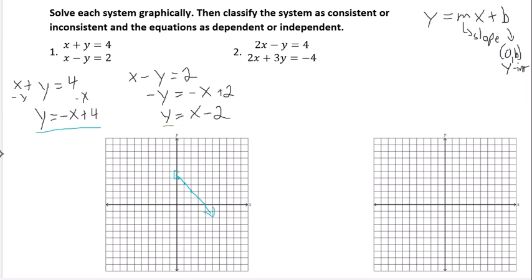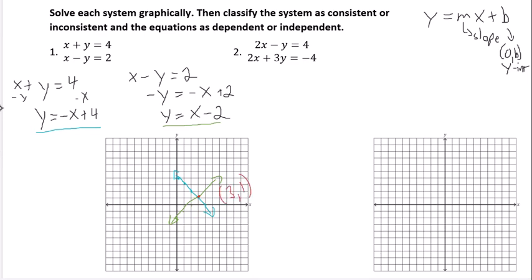Let's look at the next one. I'm going to graph that one in green. So y equals x minus 2. So start at negative 2, and up 1 over 1 is our slope of 1. And you can see our intersection point right there.